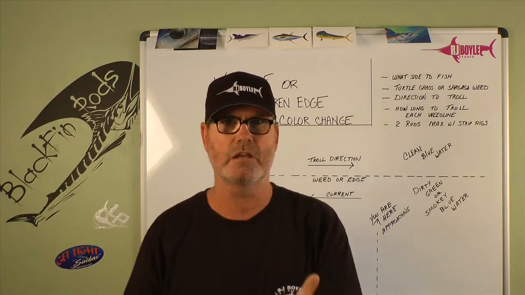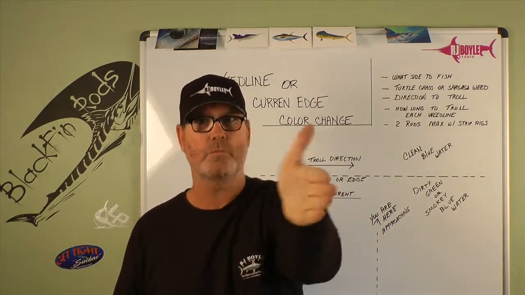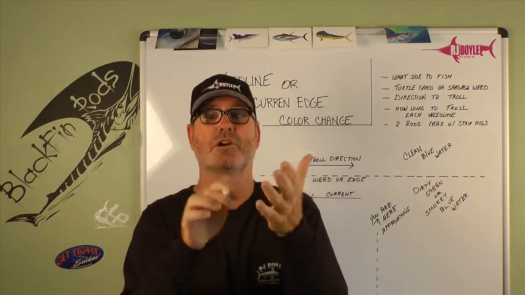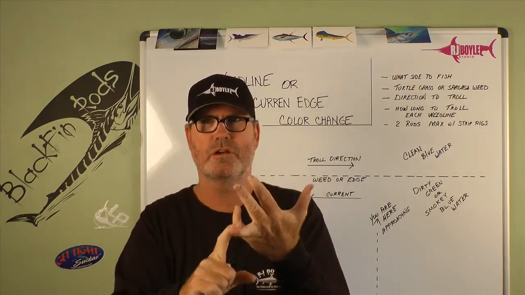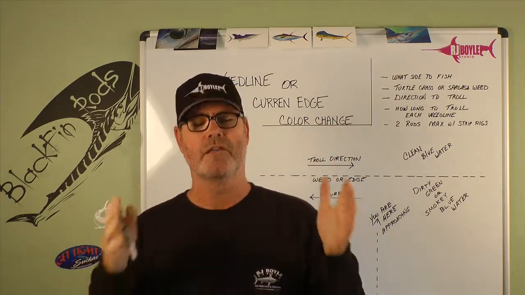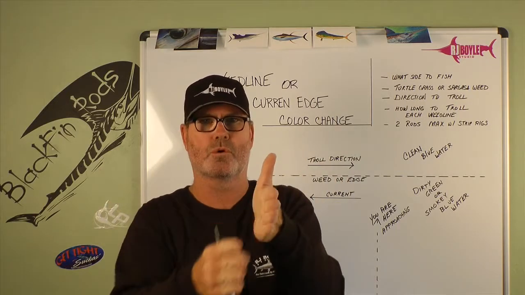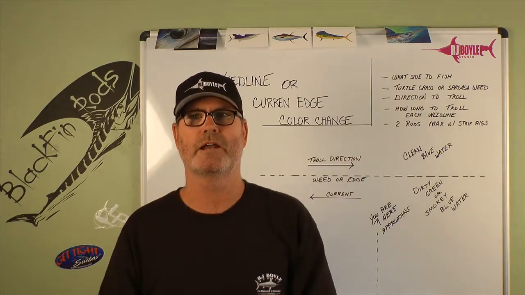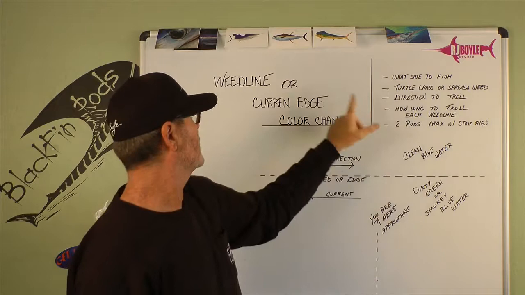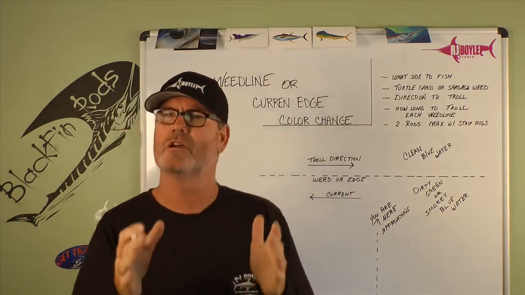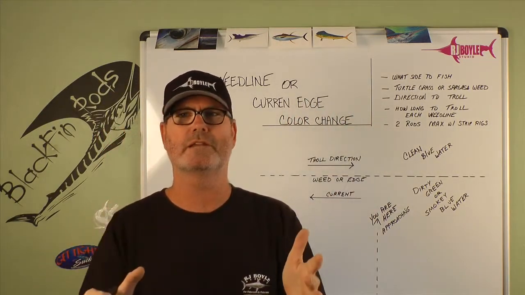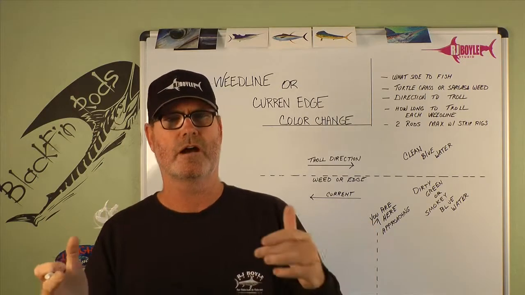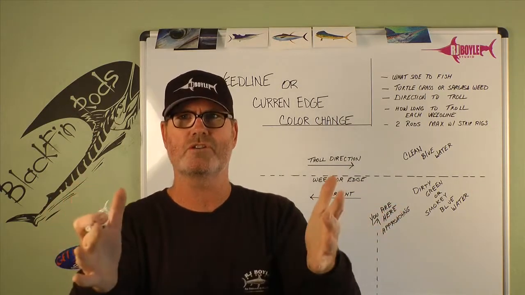So understand, it formed in that line because there's either a temperature break or two differences in current right there. That's going to cause a food source. That's your food source, that weed line, or the current edge. And you're going to hear me talk about a current edge. It's just as important as a weed line at times.